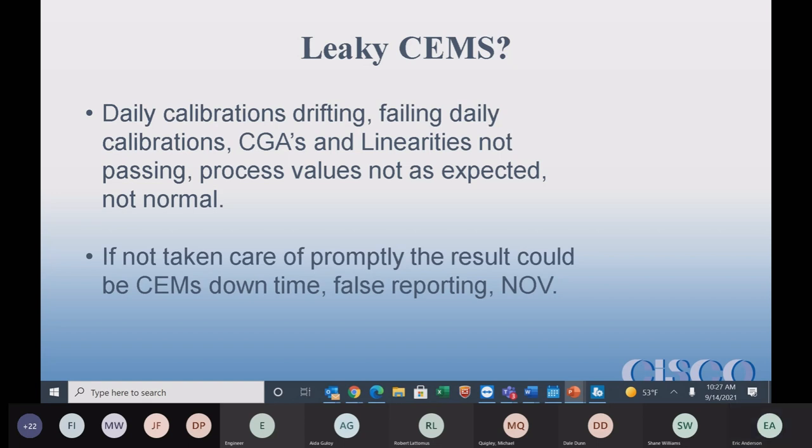But anyway, let's go through this. Leaky CEMS. You know, problems we'll see. Daily calibration's failing. CGAs and linearities not passing. Process values not as expected, not normal. And we really need to take care of it as soon as possible. I did have another customer that ignored it, and they ended up getting an NOV. I mean, nobody wants that. So anyway, let's go through these.